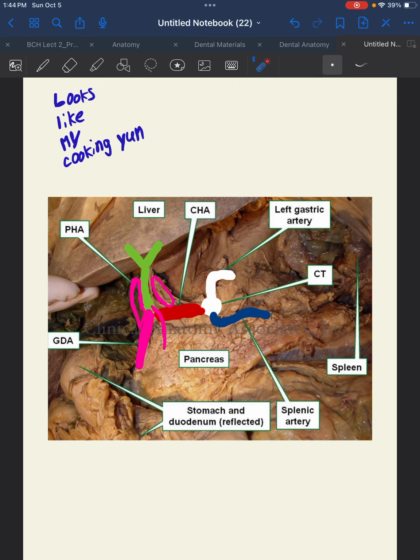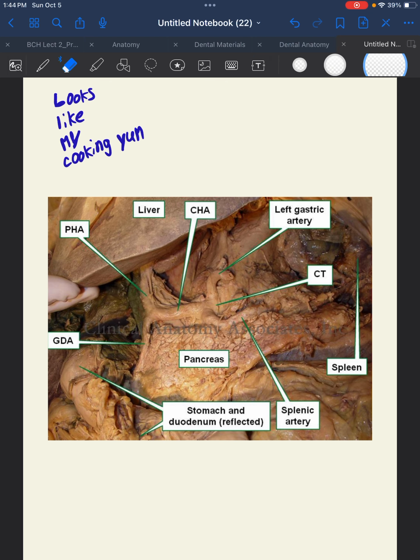So this can look like a little bit of a mess. Let me erase some of this stuff for you. It looks disgusting, does not look yummy whatsoever.